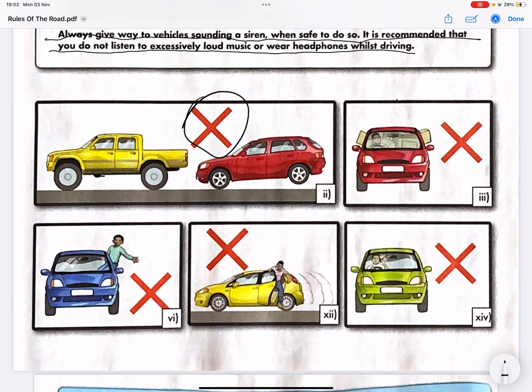You may not follow another vehicle too closely. Your load may not protrude like this. This thing of coming out of the car like that is not allowed. And then stepping out of the vehicle while the vehicle is in motion and being on your phone whilst you are driving is totally not allowed.